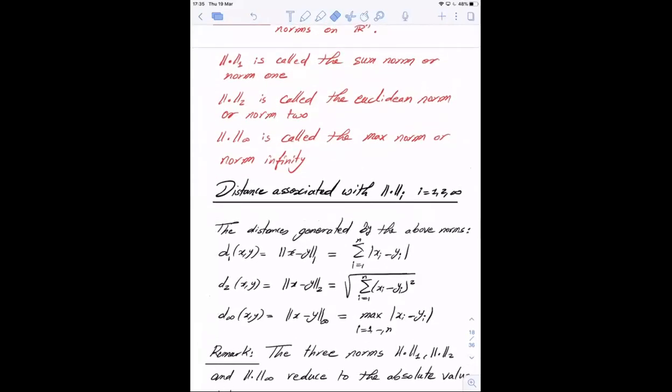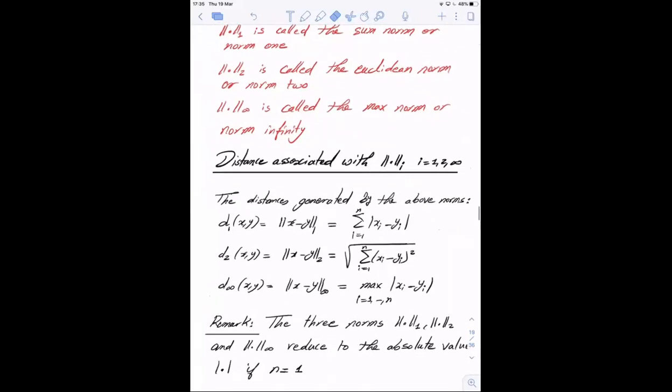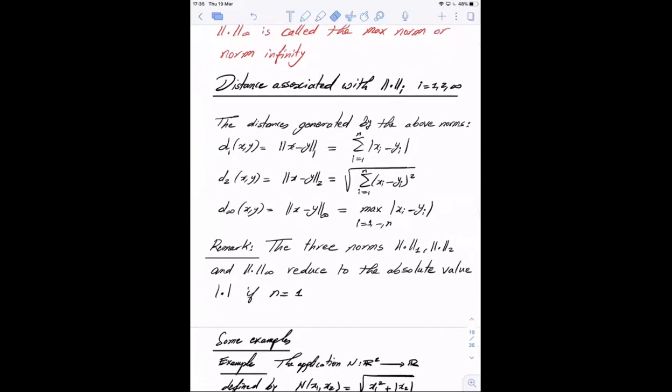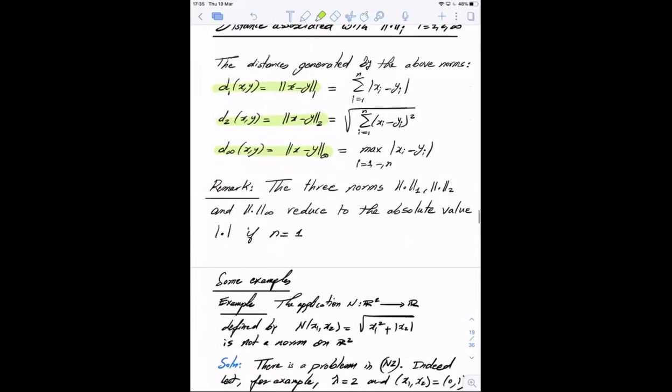We have already seen that norm 1, norm 2, and norm infinity are norms on Rn. And each norm generates a distance. So those norms generate three distances: the distance d1, which is associated to norm 1, d2, which is associated to norm 2, and d infinity, which is associated to norm infinity.